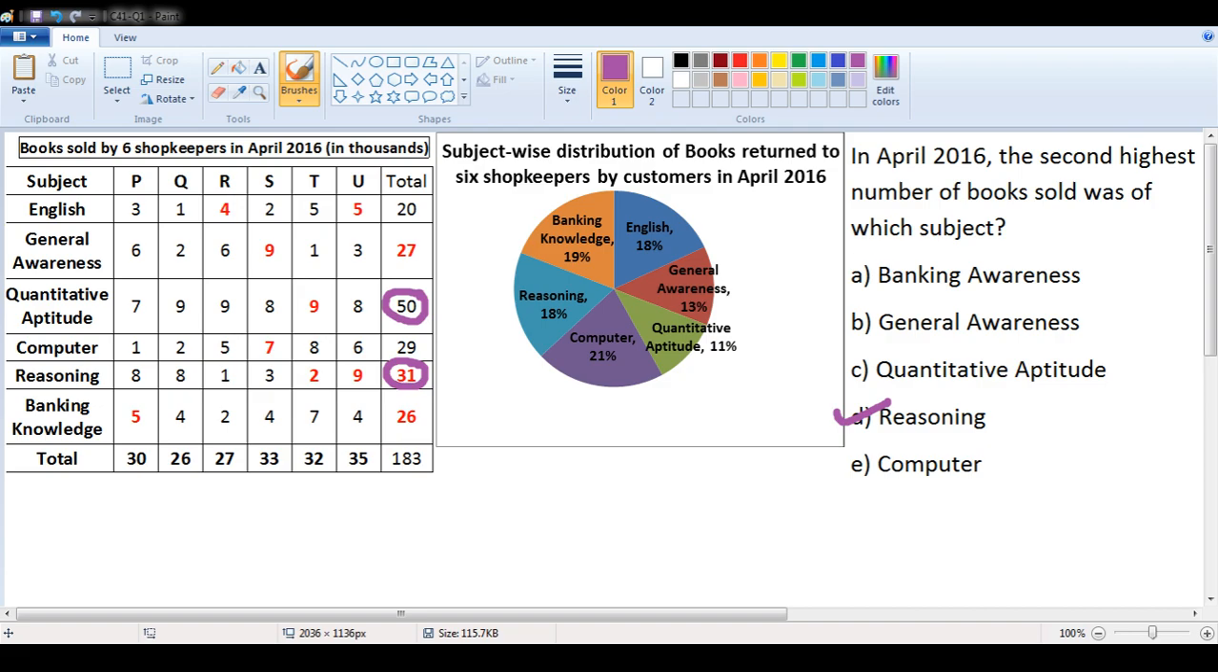Second one. Rishikesh. Please view it in the full screen, sir. It is clearly visible in my mobile. Second question.